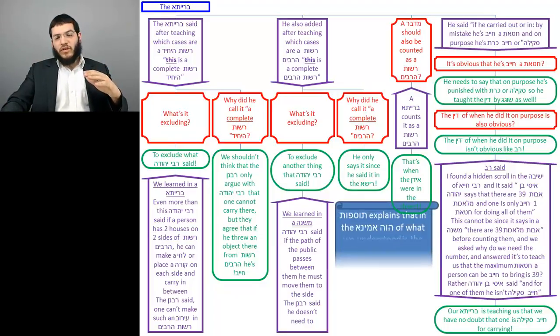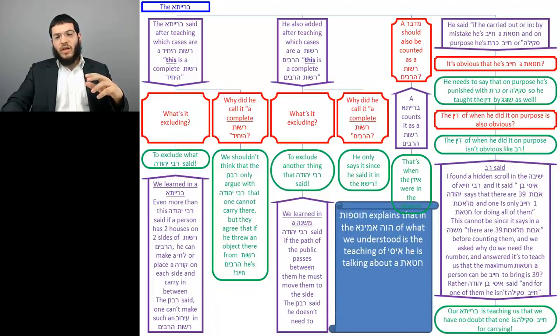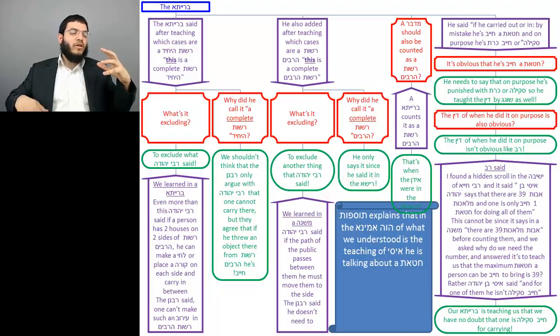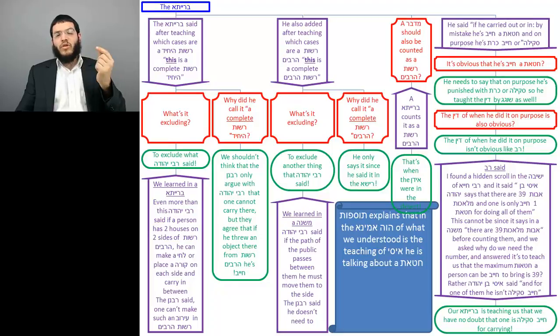So over here, there are three parts of Tosfos. First, Tosfos explains that in the hava mina of what we understood is the teaching of Isi, he is talking about a chatas. Originally, the Gemara doesn't explain what it's talking about. It just presents the teaching that if a person did all the melachos, he's only chayav one thing. Tosfos explains and proves to us that this is referring to an individual who was mechalel Shabbos b'shogeg. And it's saying that if he did all 39 melachos b'shogeg, he only brings one korban chatas.